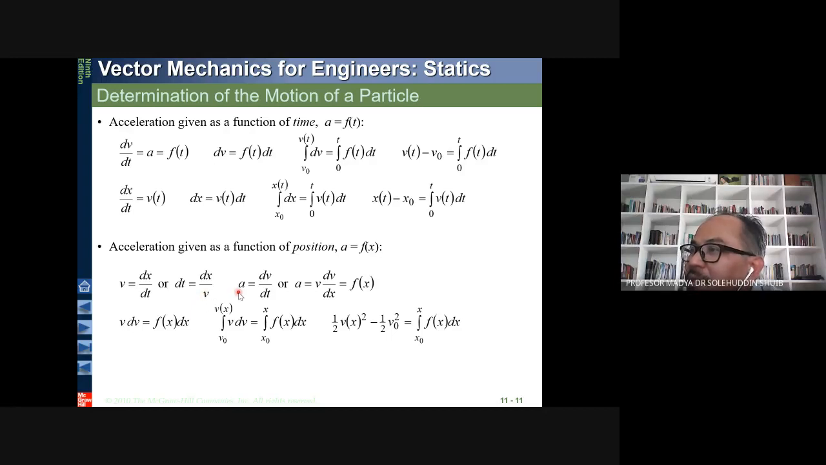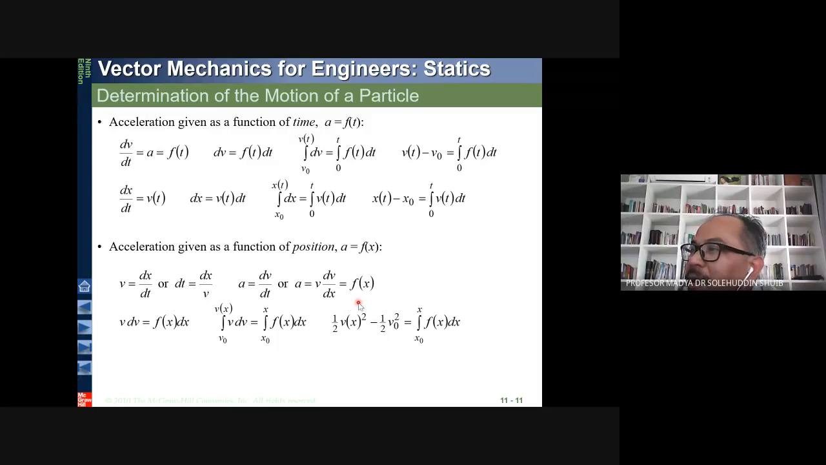Okay, since we have here a equal to dv dt, we know that acceleration equal to dv dt. So we can substitute this dt into here. So we are going to get acceleration equal to velocity times dv dx, equal to acceleration as a function of fx. This is what we call the starting point of it.